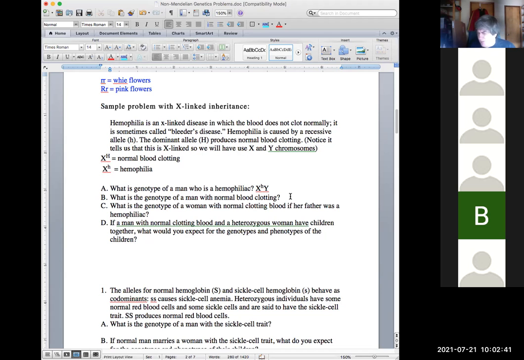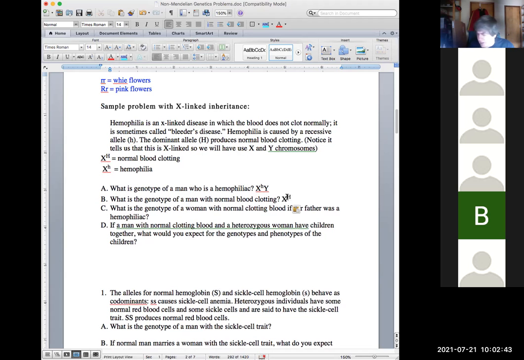What's the genotype of a man with normal blood clotting? Well, a man with normal blood clotting is X big H, Y.